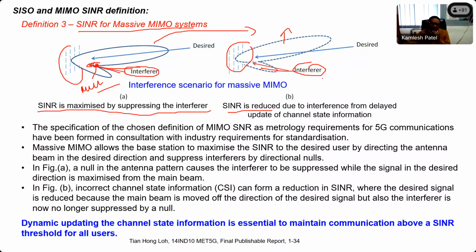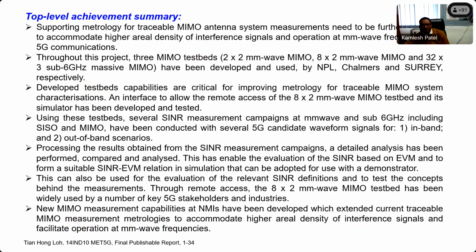So if the user is not updating its location or its position to the mobile tower, there's a possibility the value of SINR may get reduced due to the presence of interference. So it is also required that channel state information must be updated very quickly to maintain the communication above the SINR threshold for all users.